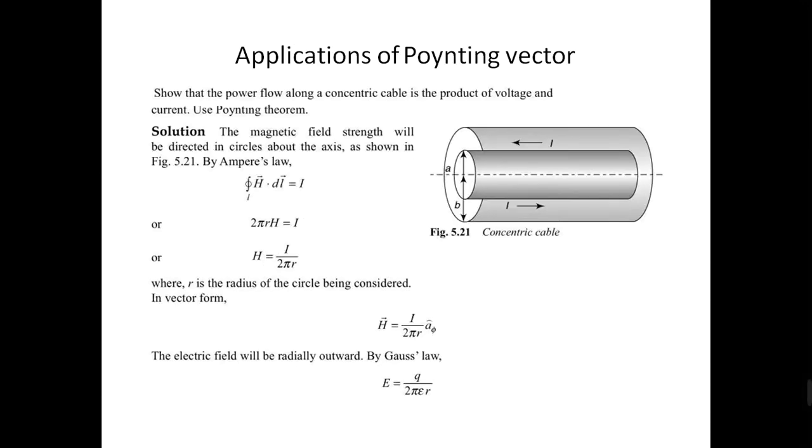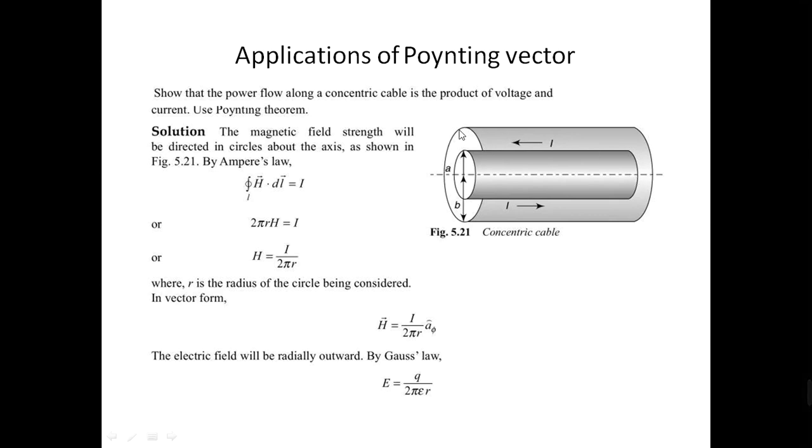Now let us see the second application. Show that the power flow along a concentric cable is the product of voltage and current by using Poynting theorem. So look here, now consider a concentric cable, that is an inner conductor having a radius A carrying a current in the positive z direction, and the outer conductor with the radius B carrying the current towards the negative z direction. It is the outward flow, and here in the inner conductor it is in the inward direction.